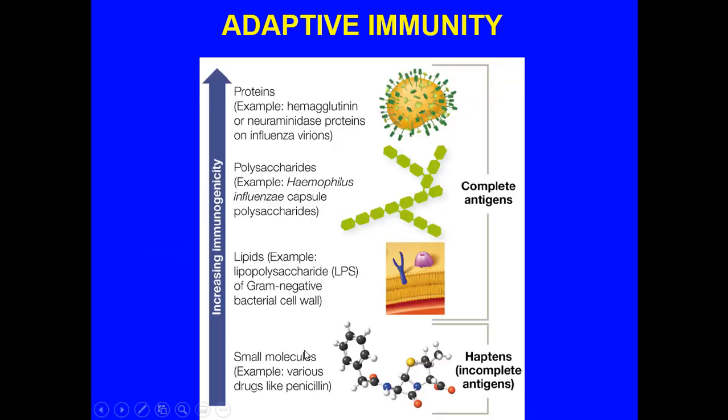Now, for example, really small molecules, penicillin, etc., would be considered haptens. They're incomplete. They've got to have larger molecules attached to them to really trigger an immune response. But then you get into larger molecules, lipopolysaccharides, for example, or even larger ones, the polysaccharides, such as the capsule polysaccharides that you see in Haemophilus influenzae, or even large proteins, hemagglutinin or neuraminidase proteins that you find in the influenza virions. This is where you're going from small to large, less to greater immune responses.